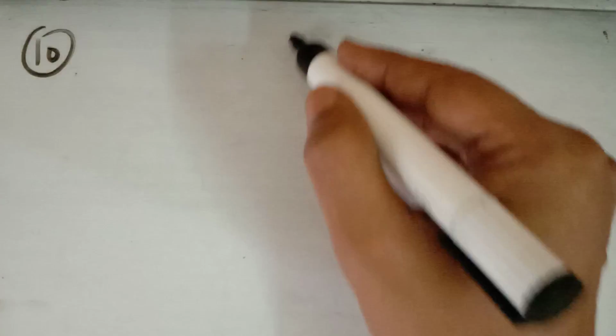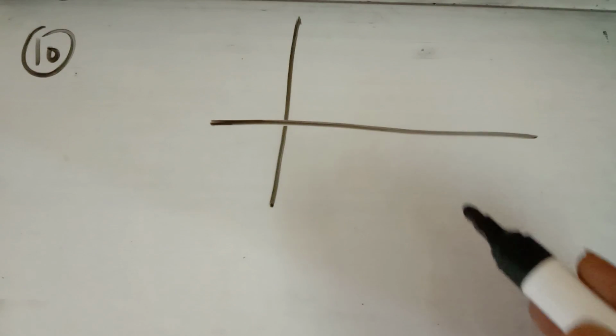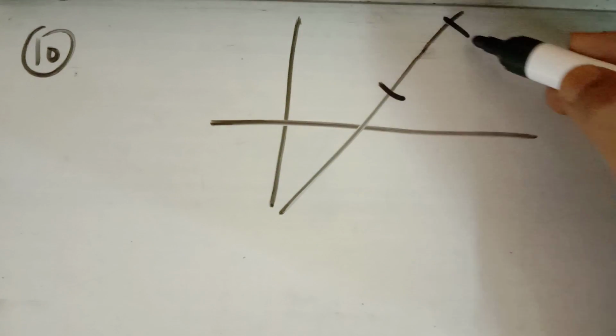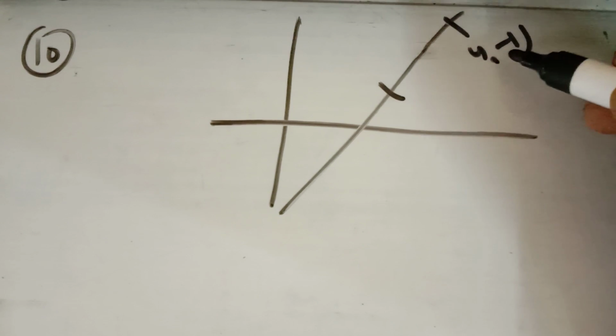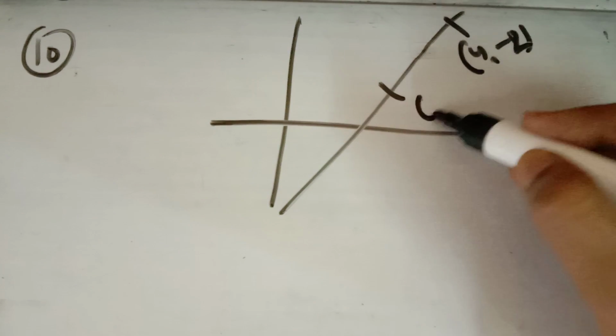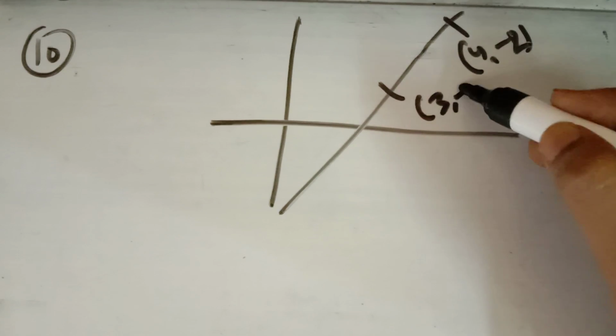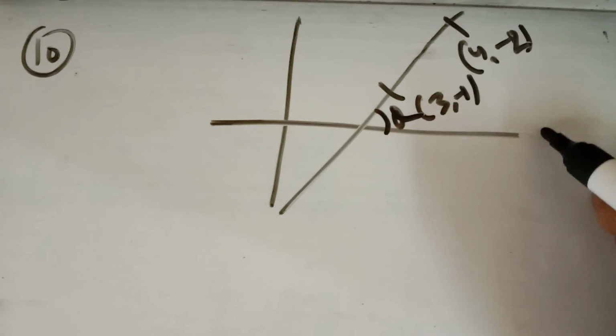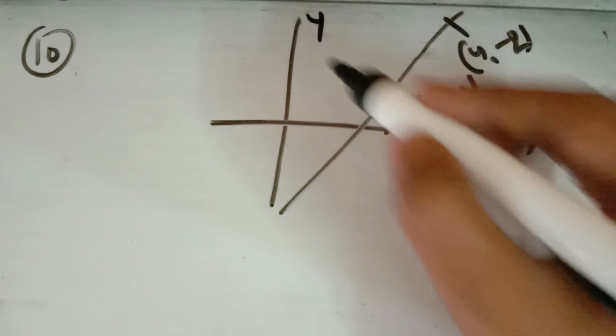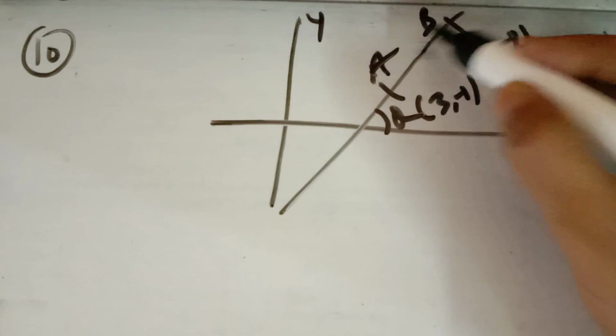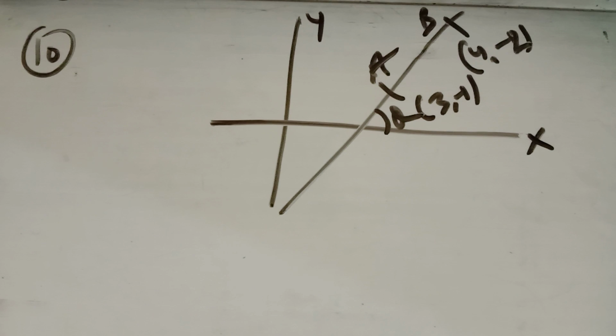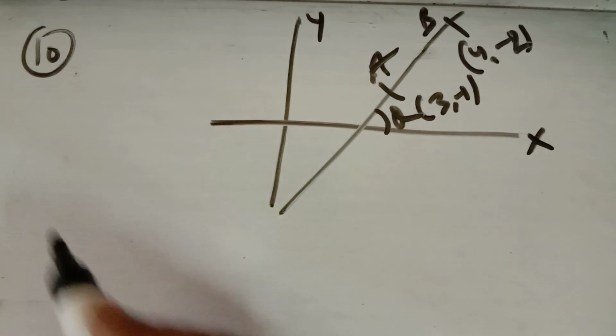Now in question number 10, find the angle between the x-axis and the line joining these 2 points. The points are given as (4, minus 2) and the other point is (3, minus 1). You have to find the angle made by this line with the x-axis. So I will find the slope of this line by using both methods: the slope of the line passing through the 2 points, and the angle made by the line with the positive direction of the x-axis.